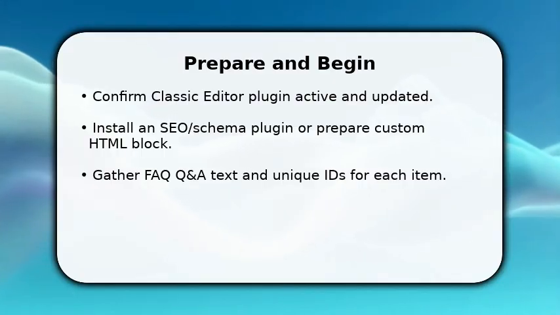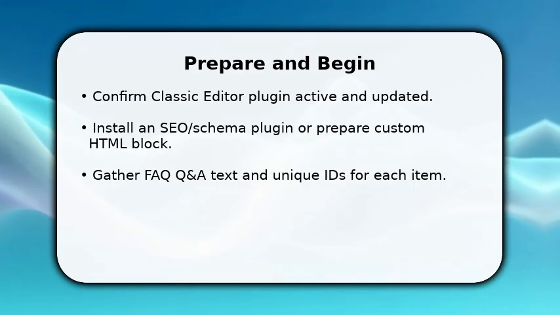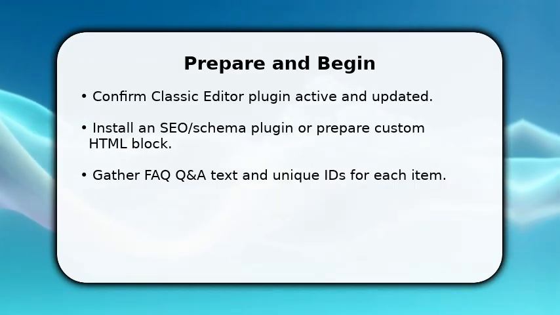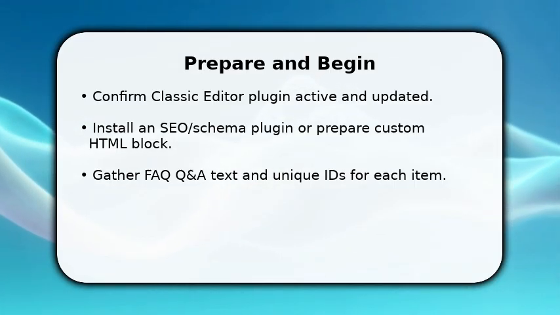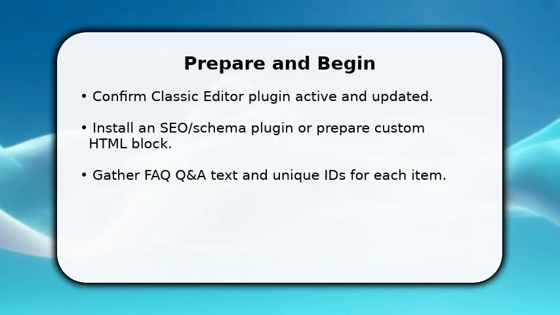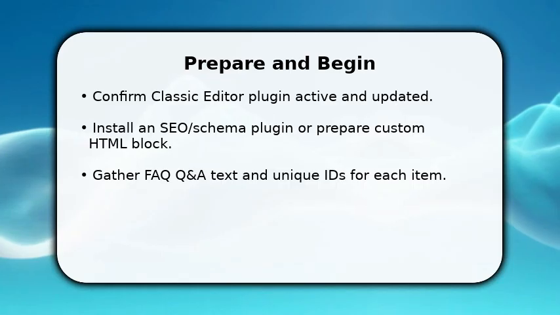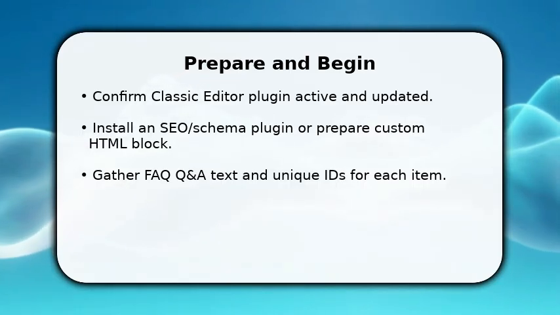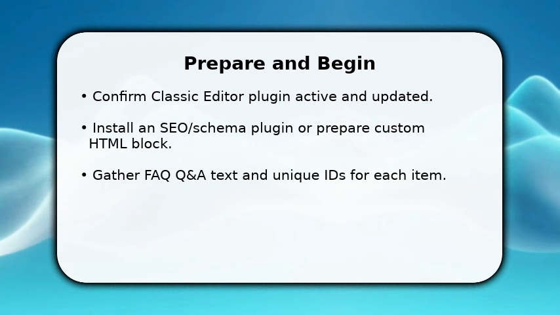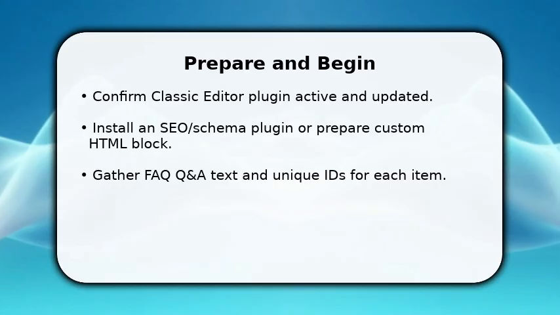You start by confirming the Classic Editor plugin is active and updated. This saves compatibility hassles. Next, decide whether you'll use a Schema/SEO plugin or insert manual JSON-LD. Both work, but plugins speed validation. Gather each FAQ's question and answer text plus a simple unique ID or slug so you can reference items cleanly. Once done, open the post in Classic Editor and position the cursor where you want the FAQ schema inserted. We'll add code or a plugin block next.